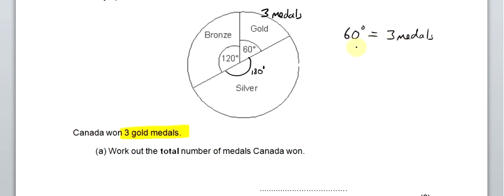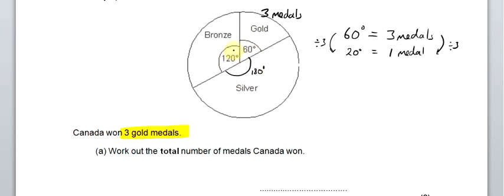And you can see that to turn 3 into 1, I divide it by 3. So I'm going to divide that by 3, and I'll get 20 degrees. So 20 degrees equals 1 medal. And those of you that I teach will notice that this is something which I use a lot. This is a very useful sort of diagram. So 1 medal is 20 degrees, which means that I can work out all the rest.